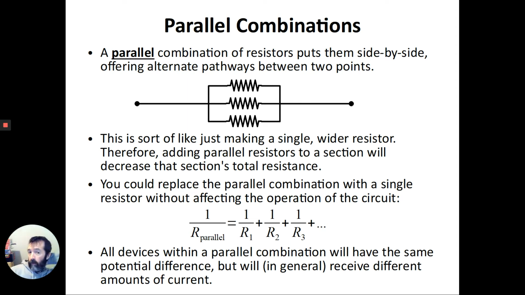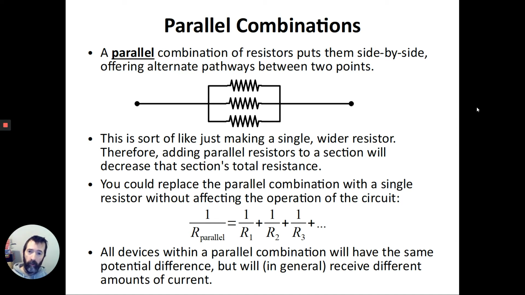This is similar qualitatively to making the resistor wider. There's more space side to side. And if you think back to that formula from the first slide, the one that had cross-sectional area in it, area was in the denominator, because the wider the pathway gets, the easier it is to pass through it. So when you add parallel resistors, that's going to decrease the overall resistance of the circuit.